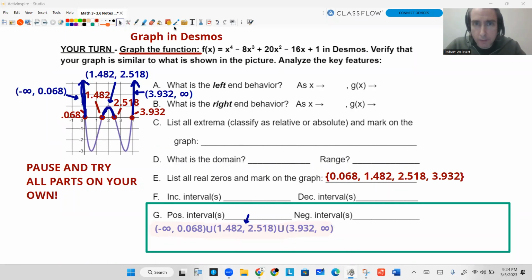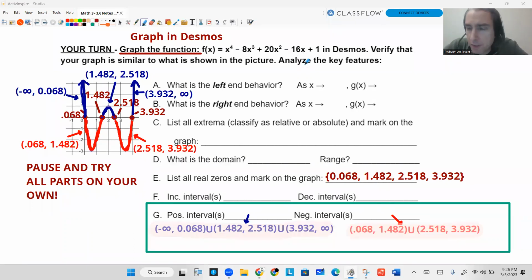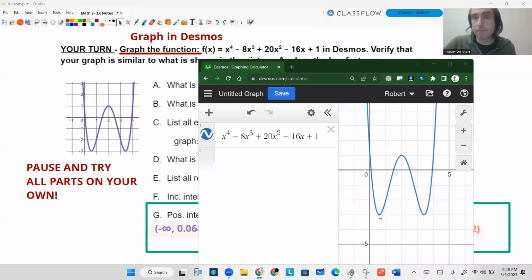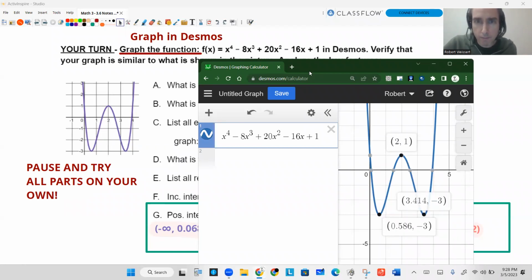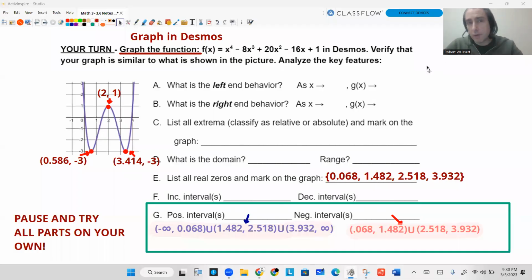All right, let's check the negative intervals. And here are your negative intervals, 0.068 to 1.482 and 2.518 to 3.932. Remember, those are all based on the zeros of the graph. Now, I'm going to get rid of all the stuff on the graph here so we can focus on the other stuff. Let's get our domains, our extreme values. There they are. Let's jot them down. Make sure you jot them on your graph. Let's go ahead and classify them.